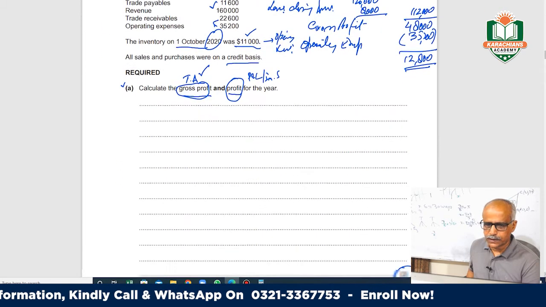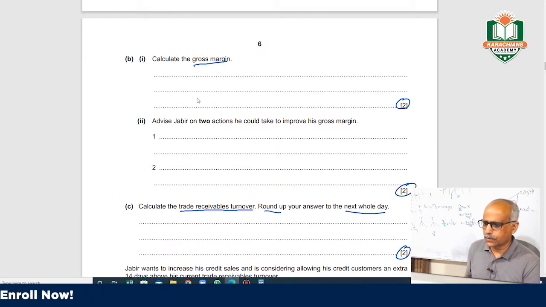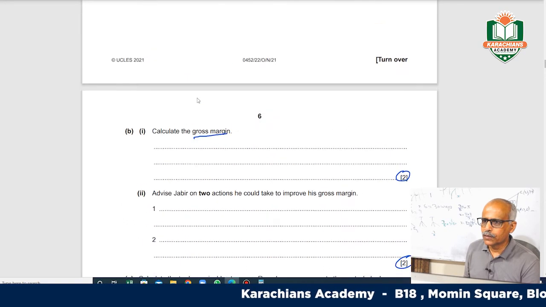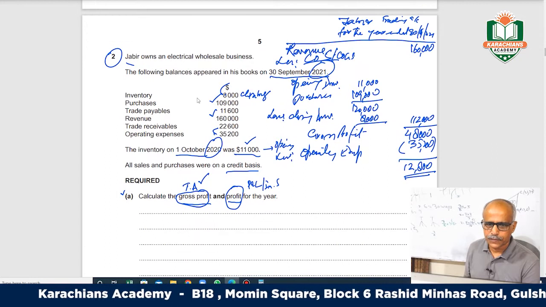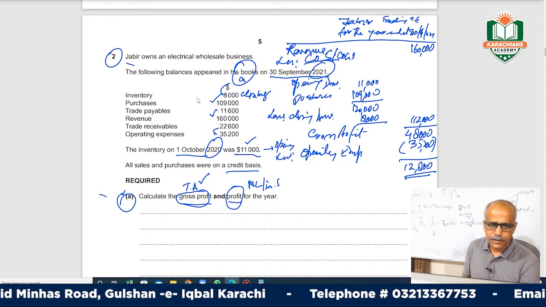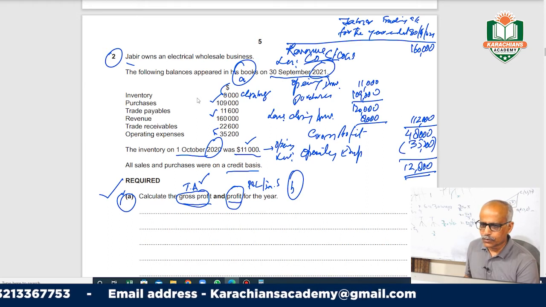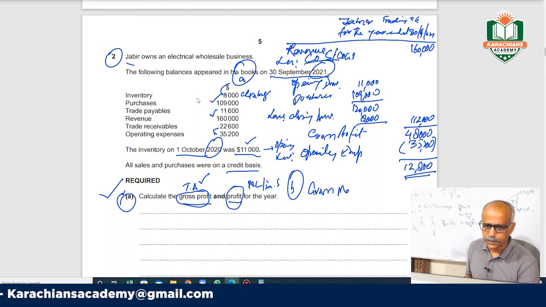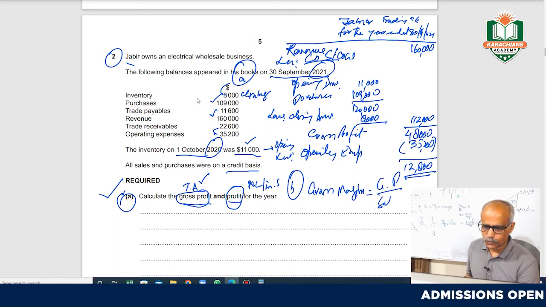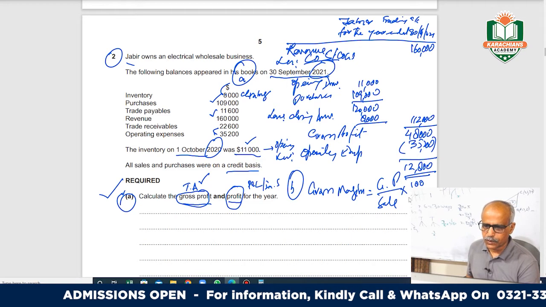Move on to the other requirement. Calculate the gross margin. What is gross margin? Gross margin is gross profit as a percentage of sales. We are done with A. Now question B: gross margin. Gross margin is basically your gross profit over sales into 100. This is the formula. Very, very simple.